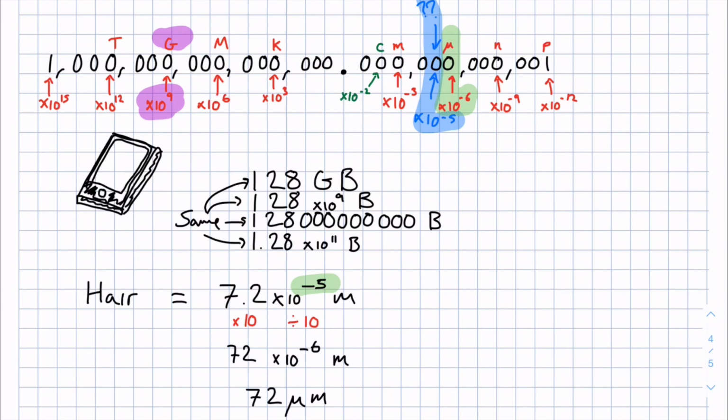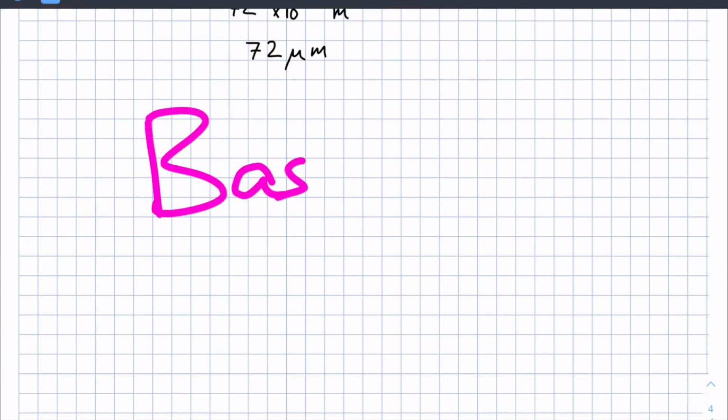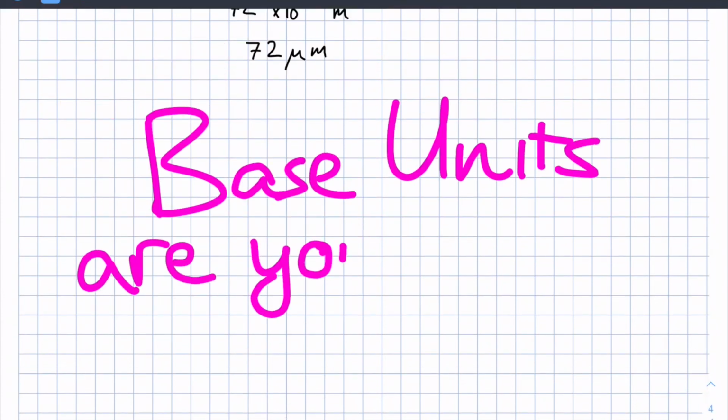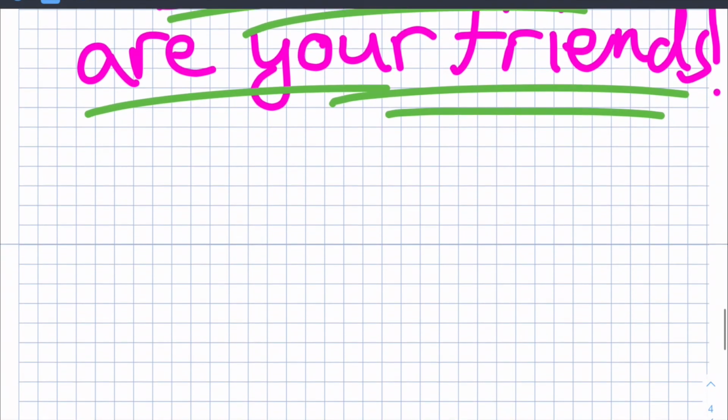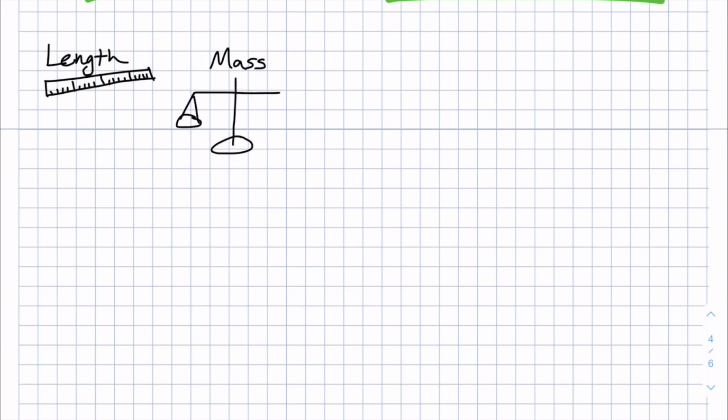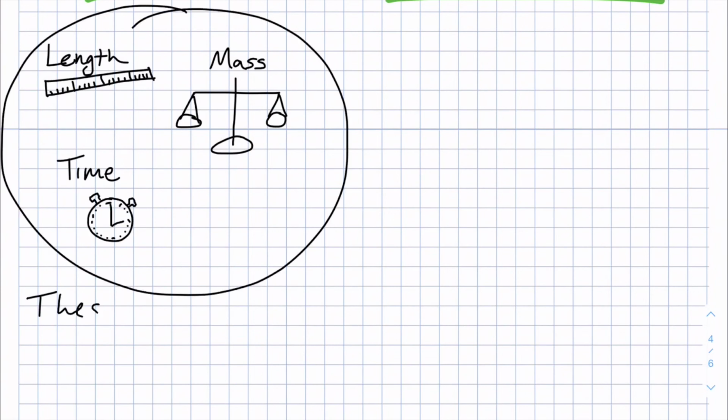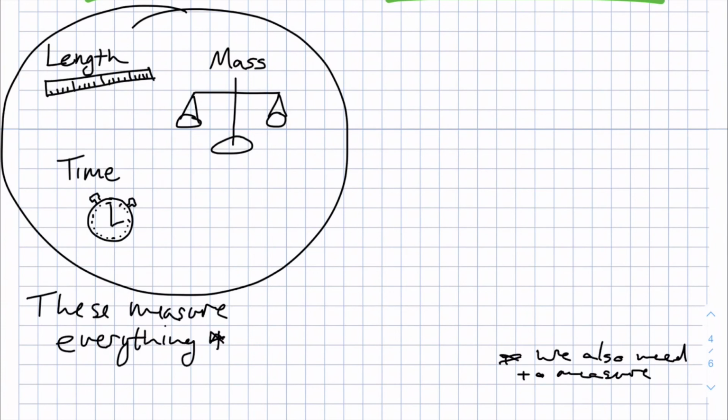Now, the last thing we need to discuss in this lesson is that base units are your friends. But what does that mean? Well, there are a few things that are pretty obvious for us to measure as people. They are length, or the distance between objects, mass, or how much stuff something has, and time, or the duration between events. Now, with these three measurements, we can actually measure everything in the universe. Okay. Almost everything in the universe.